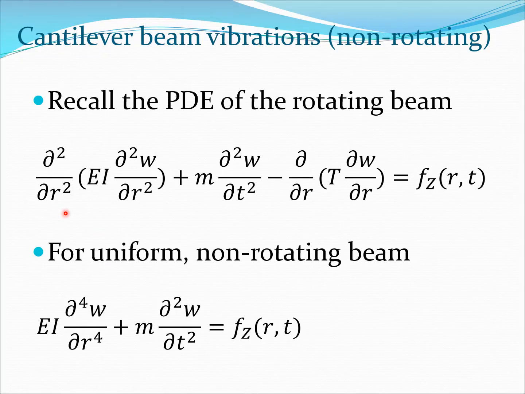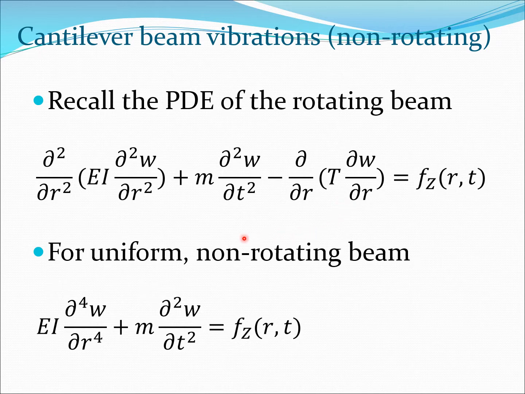Now we start off where we left in the last lecture, and we were at the partial differential equation of the rotating beam. So we had our flexural stiffness term, the inertia term, and the centrifugal stiffening term. Now, as I mentioned before, it's not possible to solve this equation primarily because of the presence of the EI here, which is typically a nonlinear function, and also because of the presence of T here, which is again a nonlinear function in the case of rotating beams.